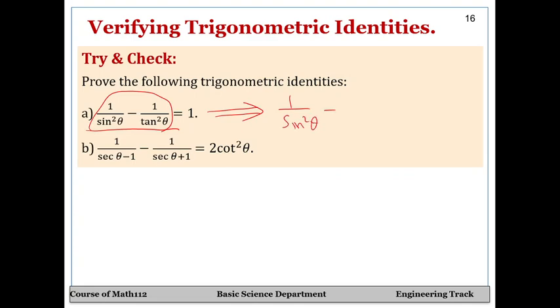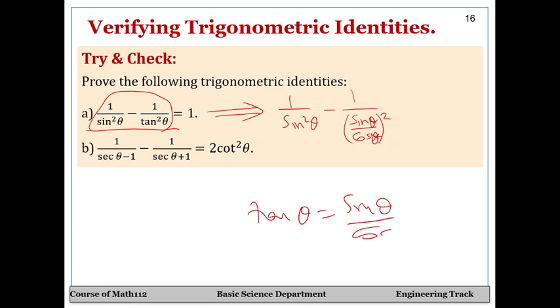Now what is tangent squared? So you can write here 1 over tangent, and tangent is sine over cosine, right? So I'm using this here. Sorry, this is tangent theta. So we know tangent theta is equal to sine over cosine.